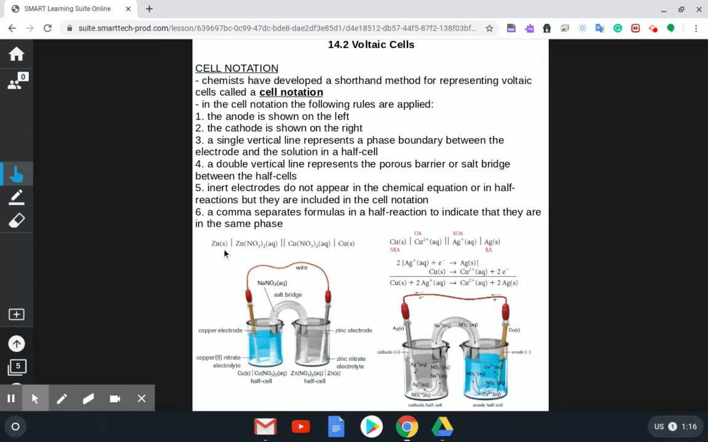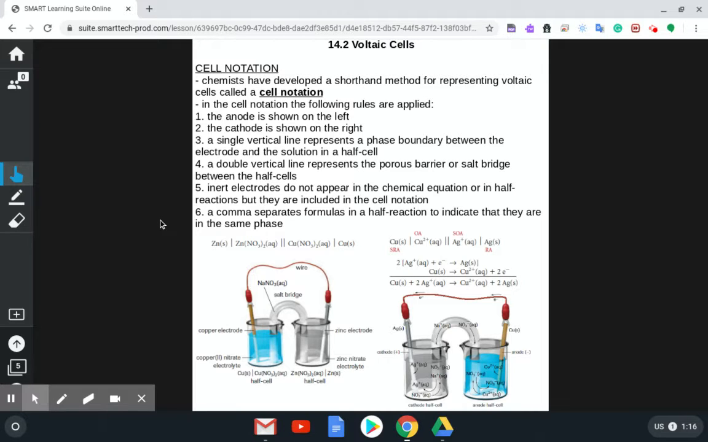The anode is always on the left, and the cathode is on the right. The anode and cathode are always the electrodes, like the solids. Even if they aren't, the cathode is where the oxidizing agent is, but the actual cathode is the metal.